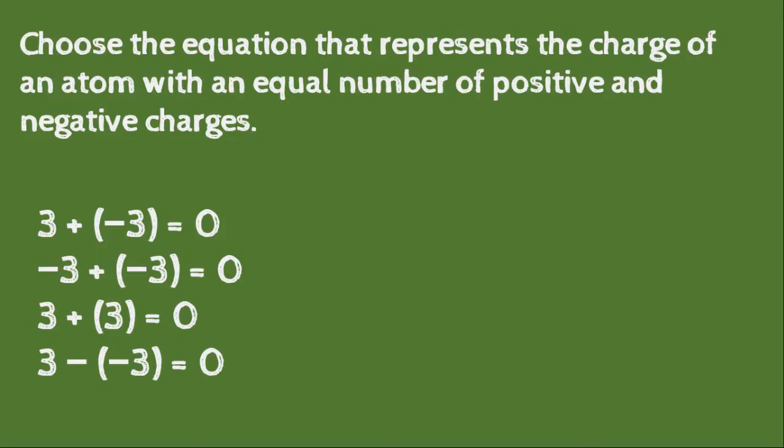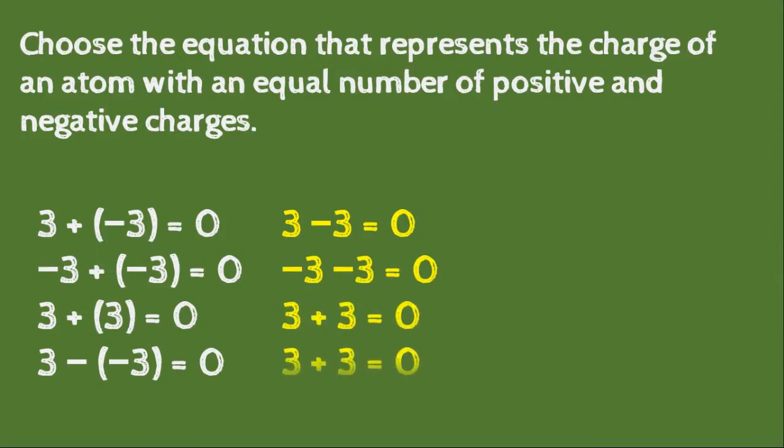We can simplify these by saying in the first example, 3 plus parentheses negative 3 equals 0 is 3 minus 3 equals 0. For the next one, minus 3 plus parentheses negative 3 equals 0 would mean minus 3 equals 0. For the third example, 3 plus parentheses 3 equals 0, we just represent that as 3 plus 3 equals 0. And for the last one, 3 minus parentheses negative 3 equals 0, we can make that 3 plus 3 equals 0, remembering that a minus and a minus sign makes a positive sign.